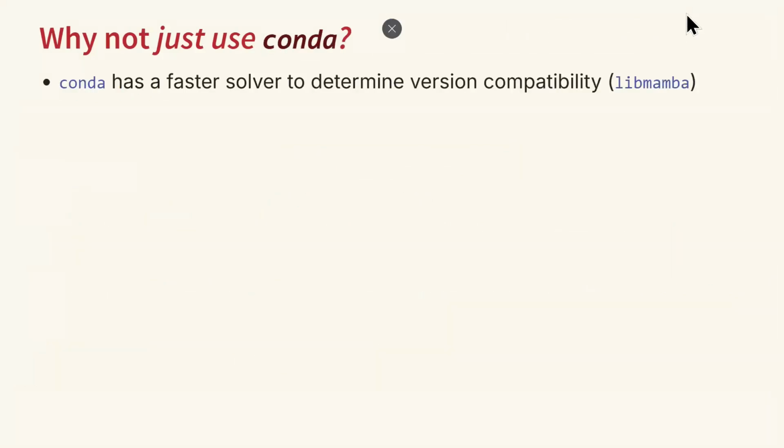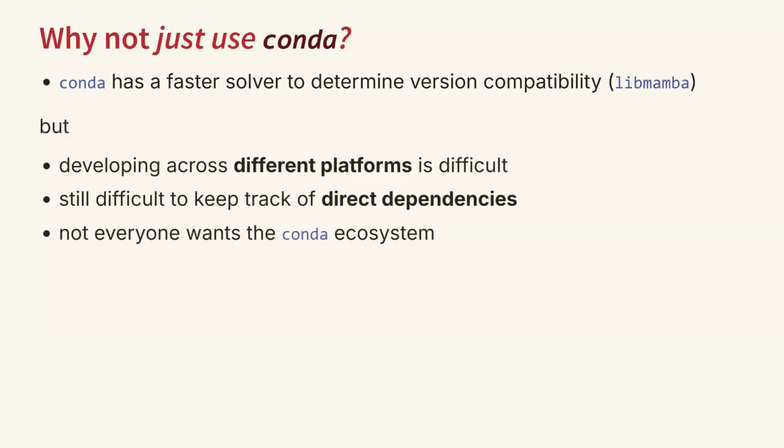Okay, why don't we just use Conda? Conda's got this better solver that can handle those dependencies slightly better. And also in recent years, it's got faster because it's got this thing called libmamba. There's lots of names of snakes everywhere because it's Python, of course. So yeah, why don't we use that? But you've still got the same problems keeping track of those direct dependencies. Not everyone wants to use Conda.